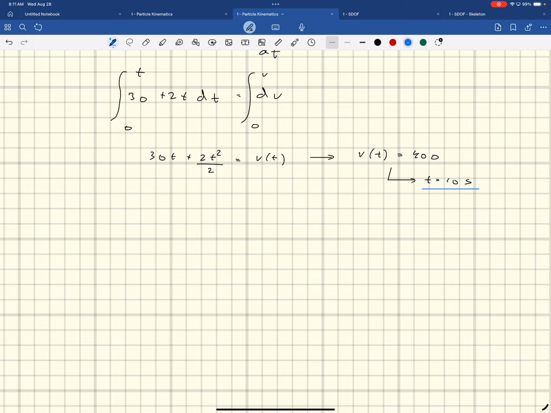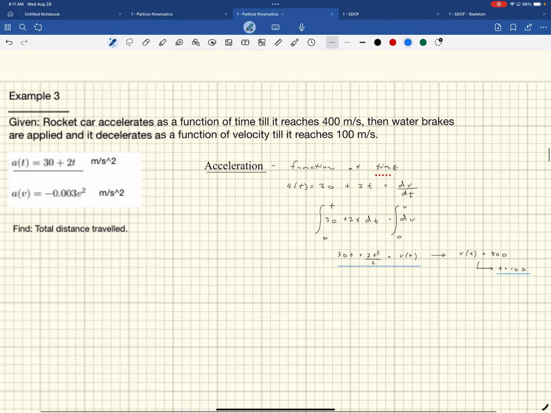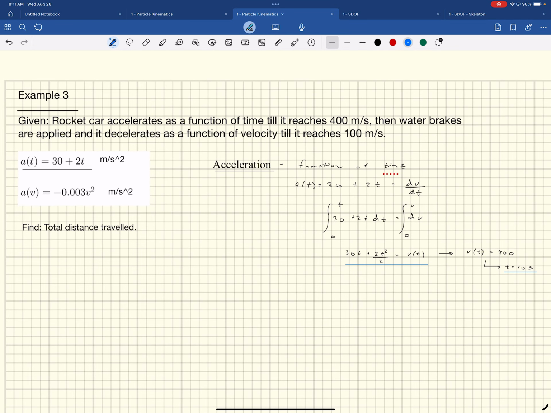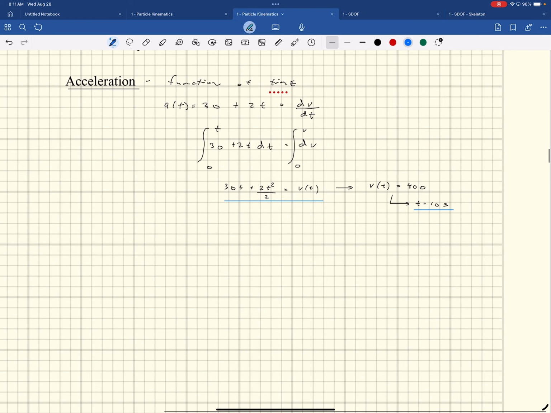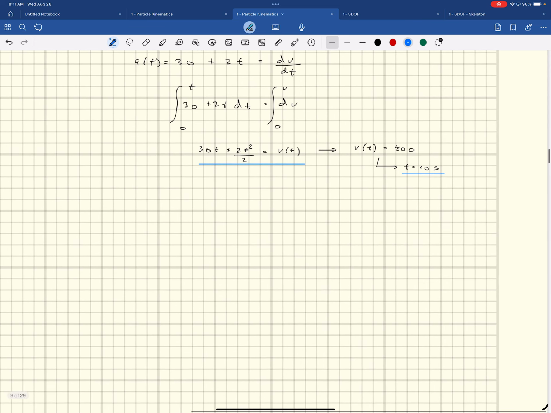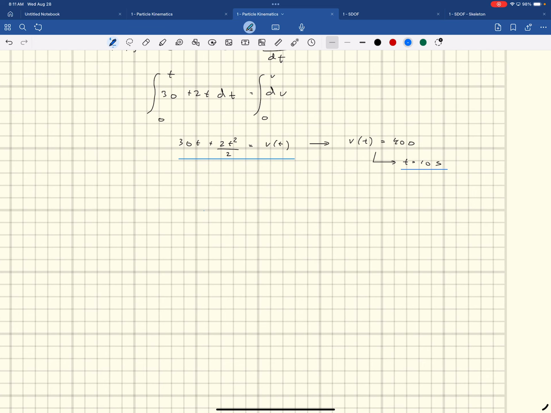So t is equal to 10 seconds at this point, and the other thing I get is velocity as a function of time, because I also need to know how far it's traveled, right? What's it asking? Find the total distance traveled. So I need to also figure out how much distance it's traveled as it's accelerating up to 400 meters per second, right?